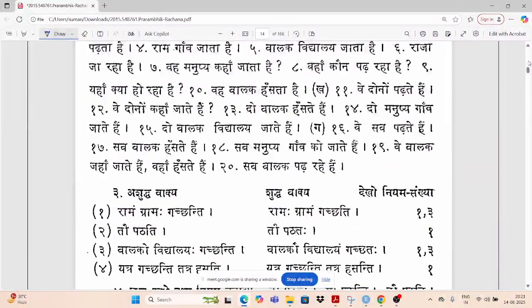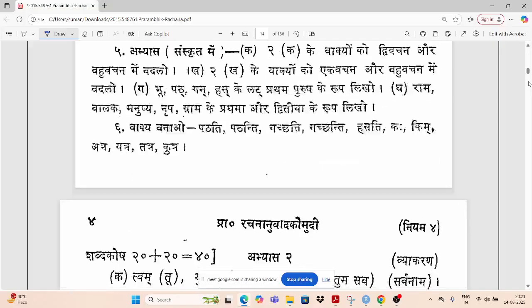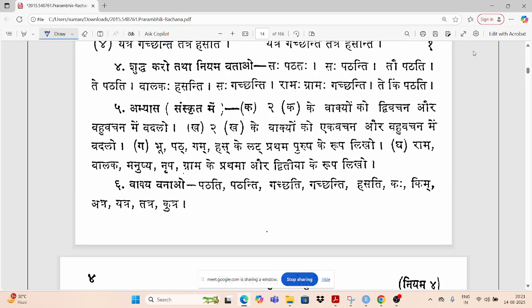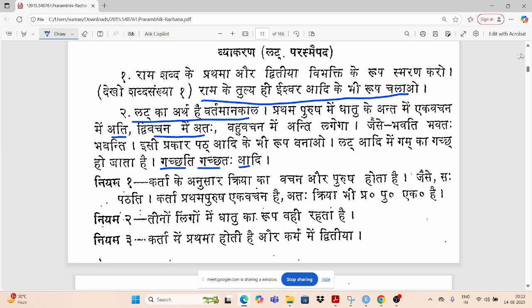Okay. So we now go to the abhyasa again, and we are asked to do a few things. भू, पठ, गम, हस के लट प्रथम पुरुष के रूप लिखो. Only प्रथम पुरुष they are asking. Oh, sorry. I skipped a few things. Sorry. That part we will do in the later class.